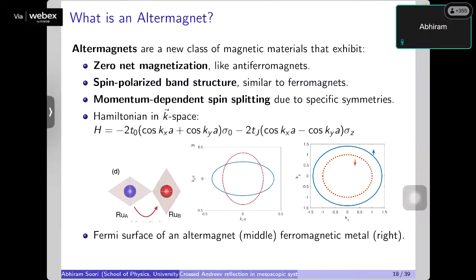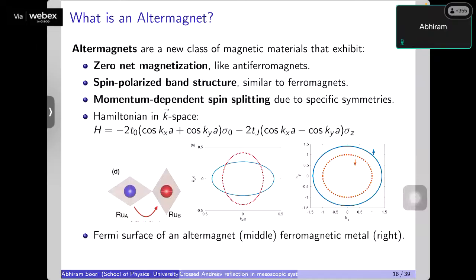Now if you have this kind of Hamiltonian, you basically have an elliptical Fermi surface. Here you see the blue elliptical Fermi surface in the middle, that is for the upspin electron, and the red dotted line, the red elliptical Fermi surface, is for the downspin electron. These two Fermi surfaces are separated in space. They are not exactly on top of each other. That is what is called spin split.